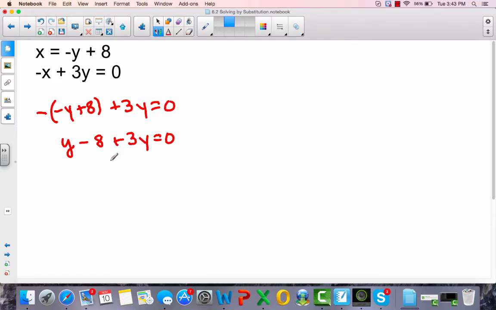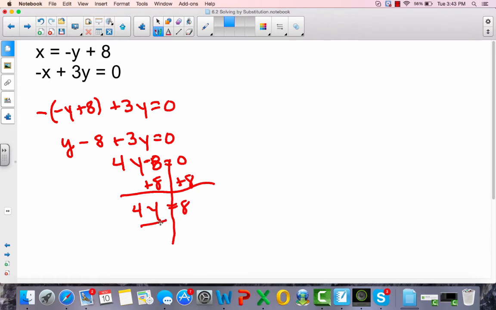y plus 3y gives you 4y plus minus 8 equals 0. Then we do plus 8 on both sides. That gives you 4y equals 8. Divide by 4, and that gives us y equals 2.